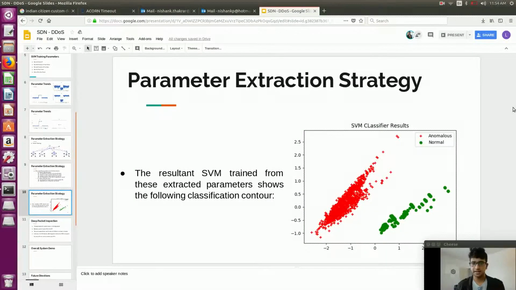Now, this slide represents the trained SVM classifier result. The red data points represent the cases when SVM detects anomalous behavior, and on the contrary, the green points represent normal traffic. The graph shows that the features have high correlation with the event of an attack, and based on the features extracted, the SVM classifier is successful in creating a hyperplane which classifies the data points into their corresponding classes.